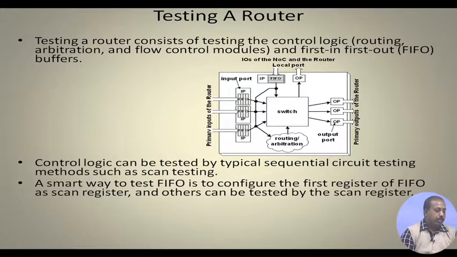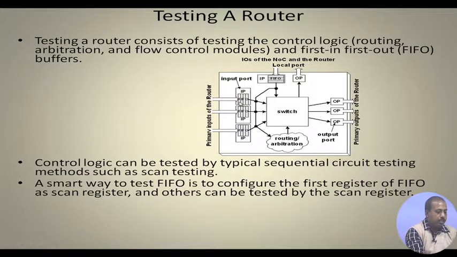And for the FIFO part, it may be a smart way to test the FIFO is to configure the first register of FIFO as scan register. So, this FIFO has got 4 registers. The first one is configured as a scan register, so that we can put any desired pattern into this, and then the others can be tested by the scan register.